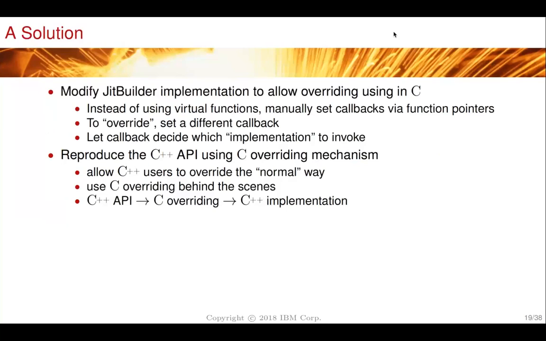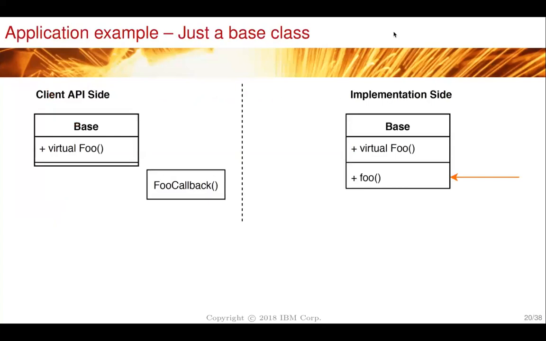Let's go through an actual very high-level example of how this is going to work. So here on the left, we have the client API, which has a class called base and a virtual function called foo. That's just what the public API has. We also have a callback that corresponds to foo, and I will explain how this callback is used in a minute.